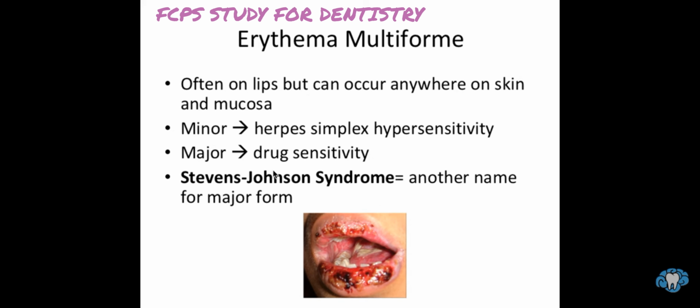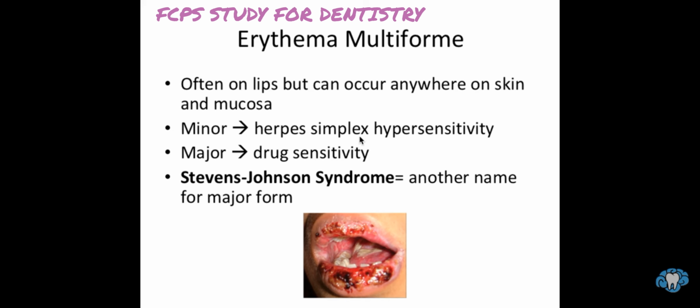And then we have yet another syndrome. This is Stevens-Johnson syndrome, and it's actually just another name for a major form of erythema multiforme. One way to remember is that erythema is referring to this redness. Multiforme, there are multiple forms of it. I don't know if that's why it's called that, but it's just a nice thing to help you remember, oh yeah, there's the herpes simplex one, and then there's the drug one. So that's enough for this one.